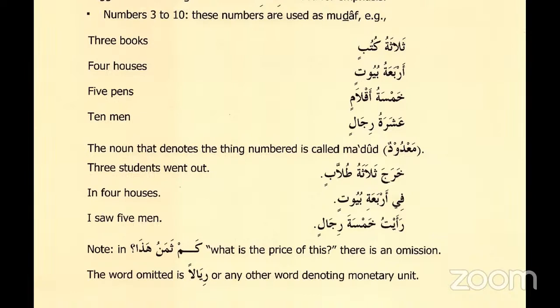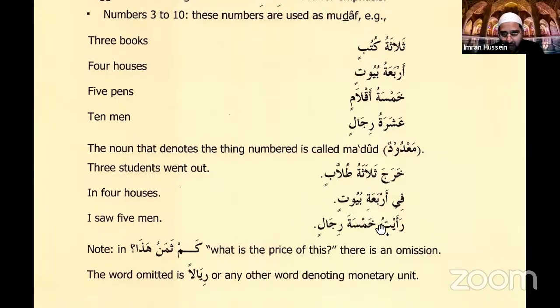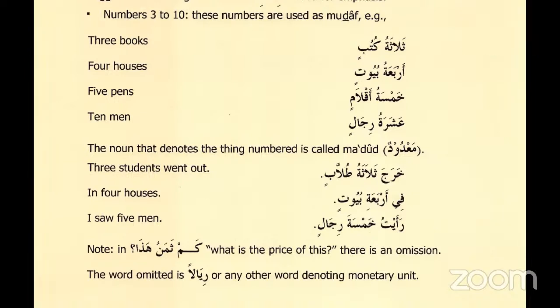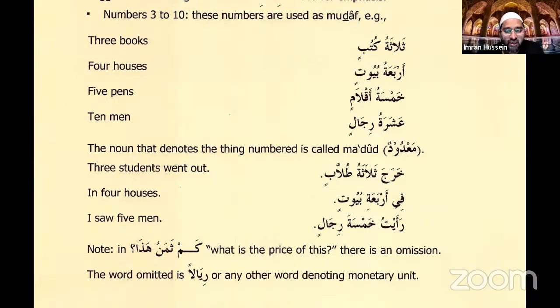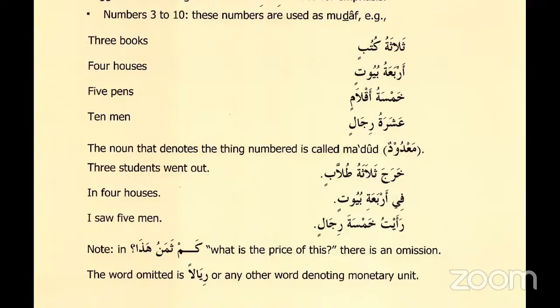So ra'aytu, I saw. Now ra'aytu khamsata rijalin. So I saw 5 men. Now here, men are coming as an object. So whenever a noun comes as an object of a verb, it takes either fatha or a fatha tanween. Now, because khamsata rijalin is mudaf ilay, and as you remember in book 1, we spoke about mudaf ilay. Whenever a word is mudaf ilay, the mudaf will not take a tanween. So that's the reason why it's ra'aytu khamsata rijalin. Inshallah.